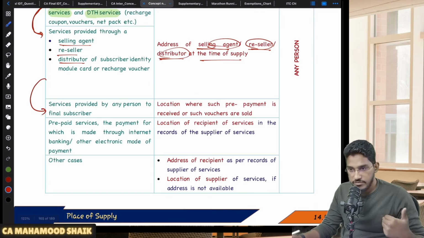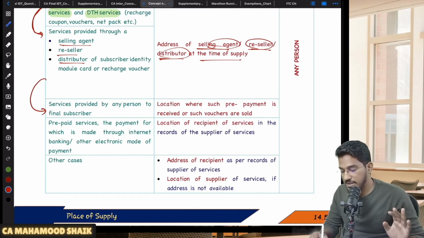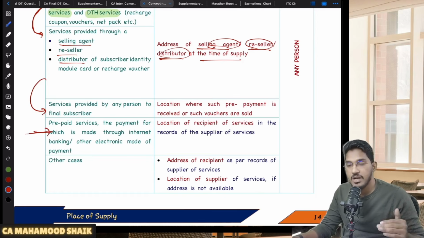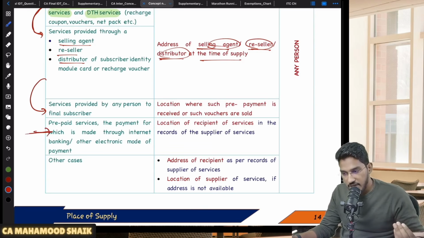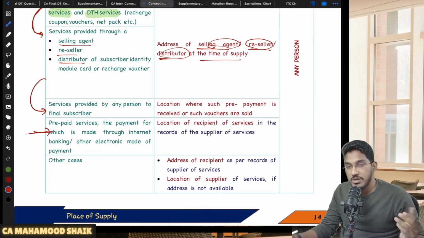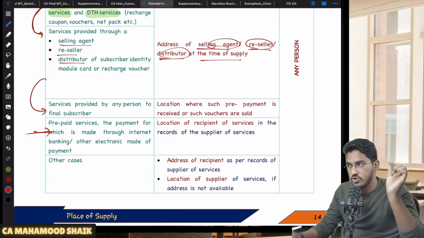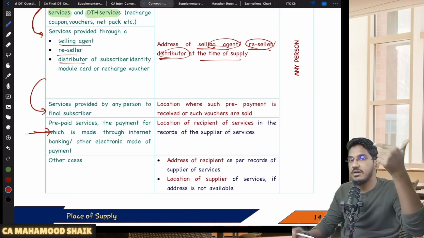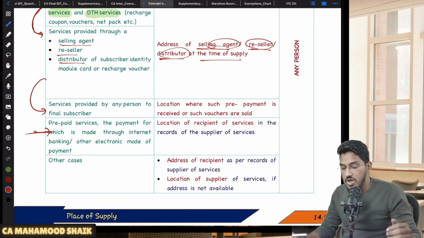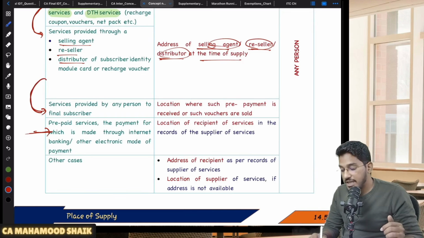If you are a final subscriber, let us say you want a recharge coupon. Traditionally we used to do that, now it is not happening. What is now happening, I will come back to this point. But traditionally when you were a kid, your mom or dad would ask you to go to some local shop and get a voucher, a recharge coupon. You have to scratch it, a code will be there, you enter that code, you get the recharge. So that is the service provided to a final consumer.